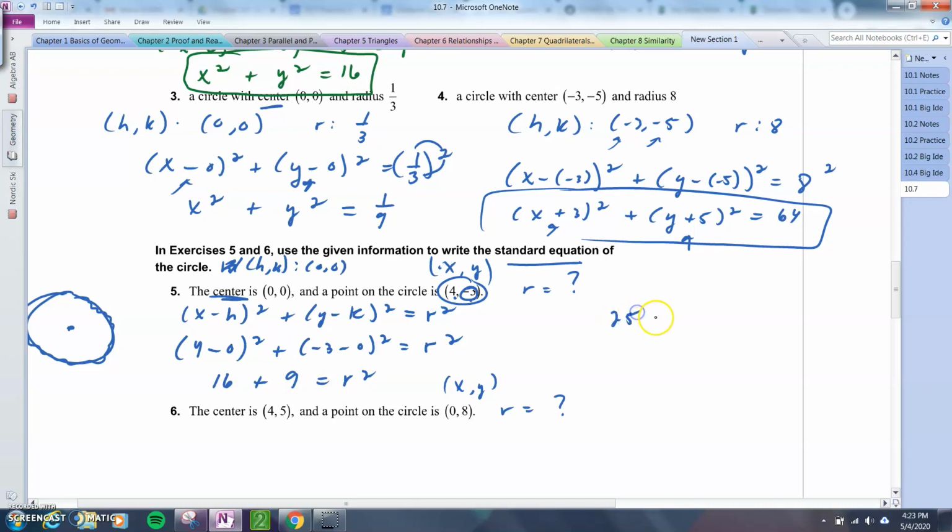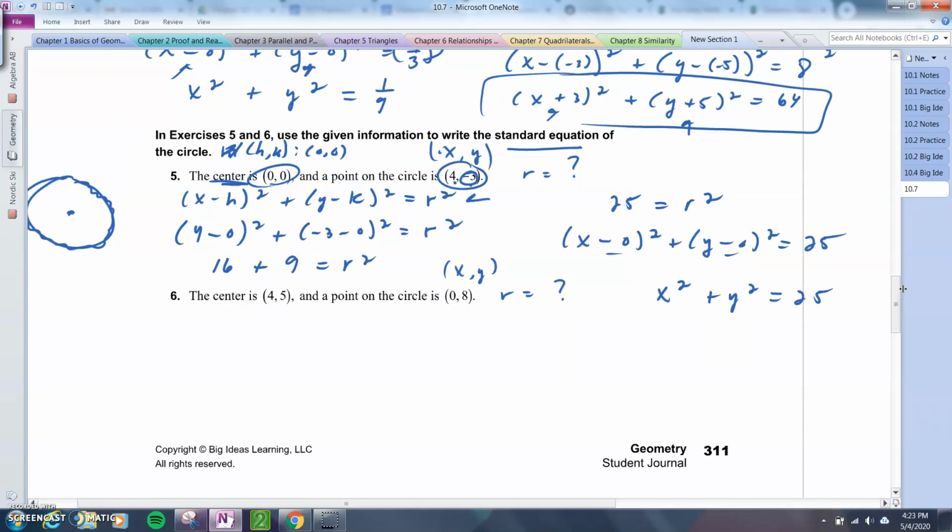So now it looks like we have 25 equals r squared, and we can leave it just like that, because now we're going to use that r squared for our equation here in the end. So this equation now looks like x, we have 0, 0 for our h and k, so it's x minus 0 squared plus y minus 0 squared equals r squared, but we know it's 25. If these are subtracting 0, I don't have to really write that, so this is just x squared plus y squared equals 25.